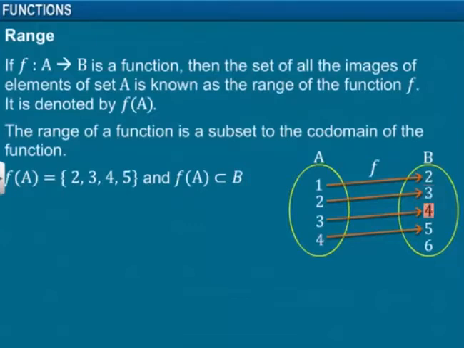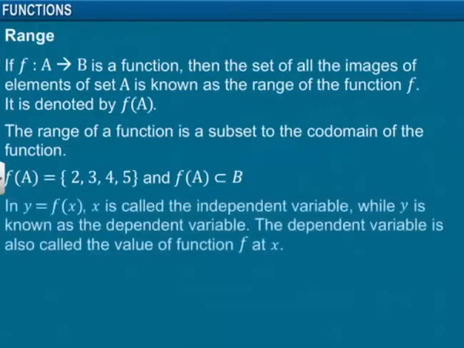In y is equal to f(x), x is called the independent variable, while y is known as the dependent variable. The dependent variable is also called the value of the function f at x.